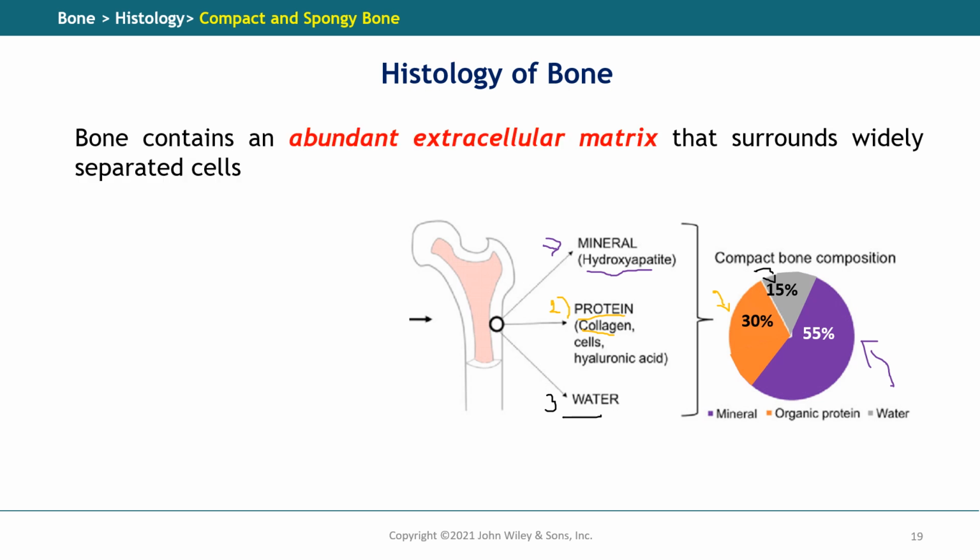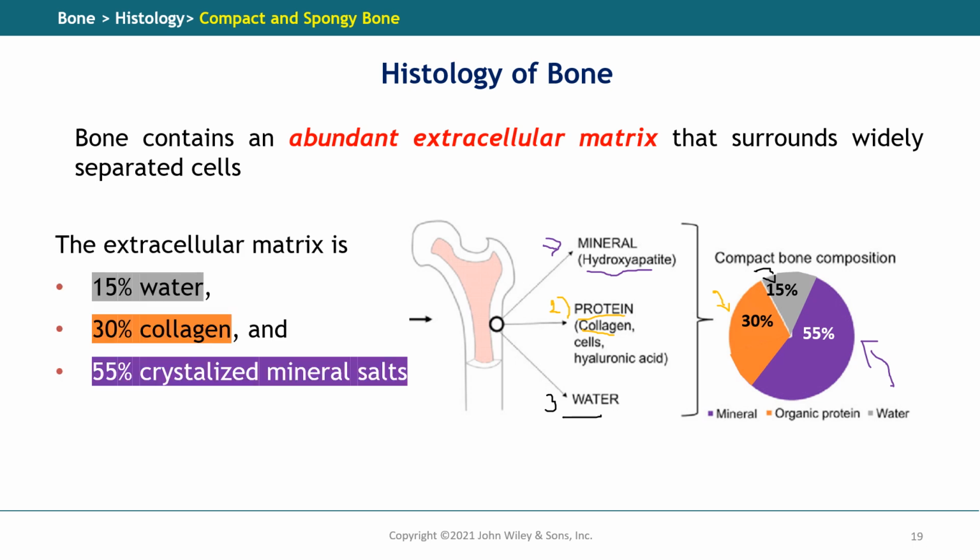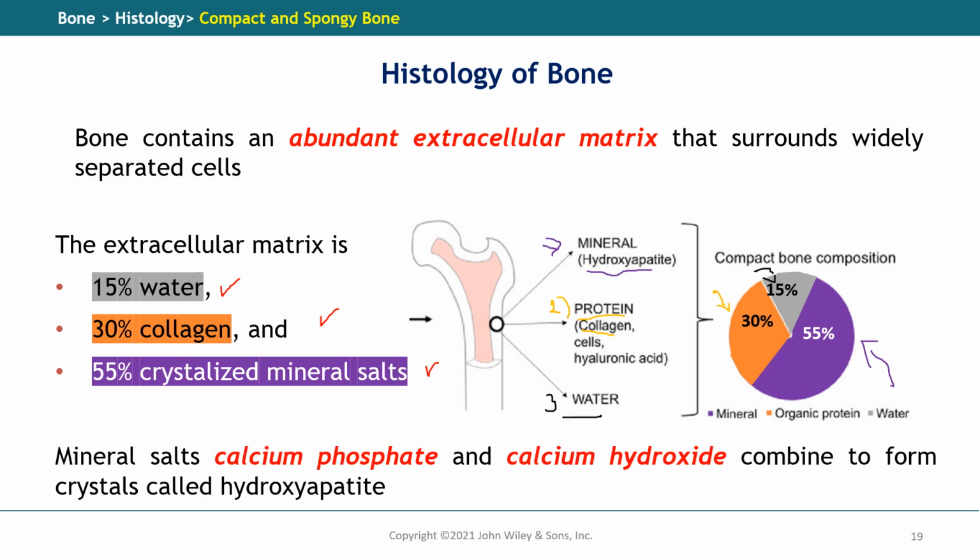So just to summarize, remember that bone contain abundant extracellular matrix that surround widely separated cells. And there are three main components that we talk: water, 50%, collagen, 30%, and different crystallized mineral salts. And the most important is this hydroxyapatite that is formed by calcium phosphate and calcium hydroxide.